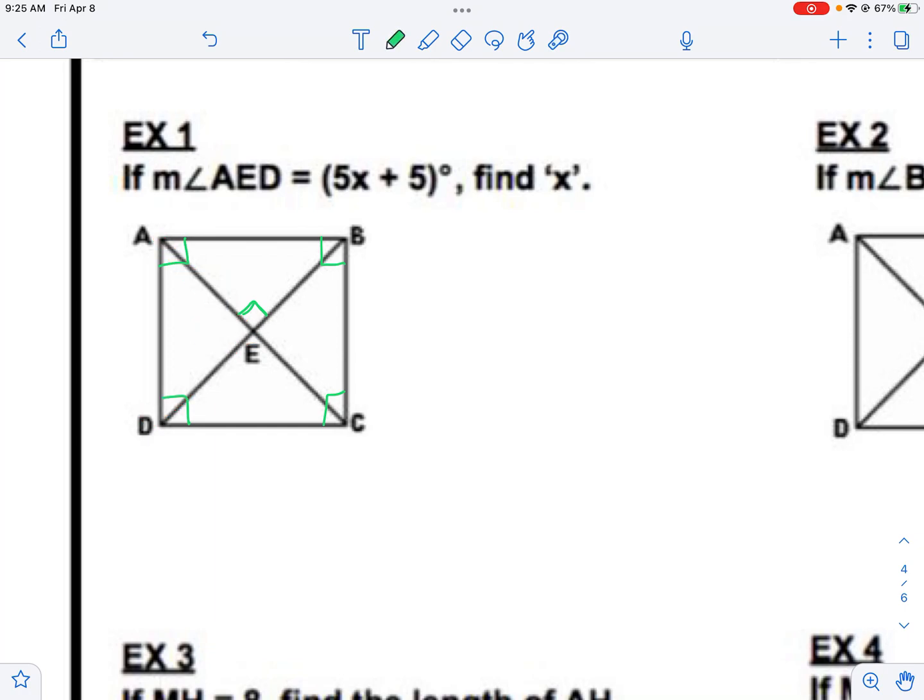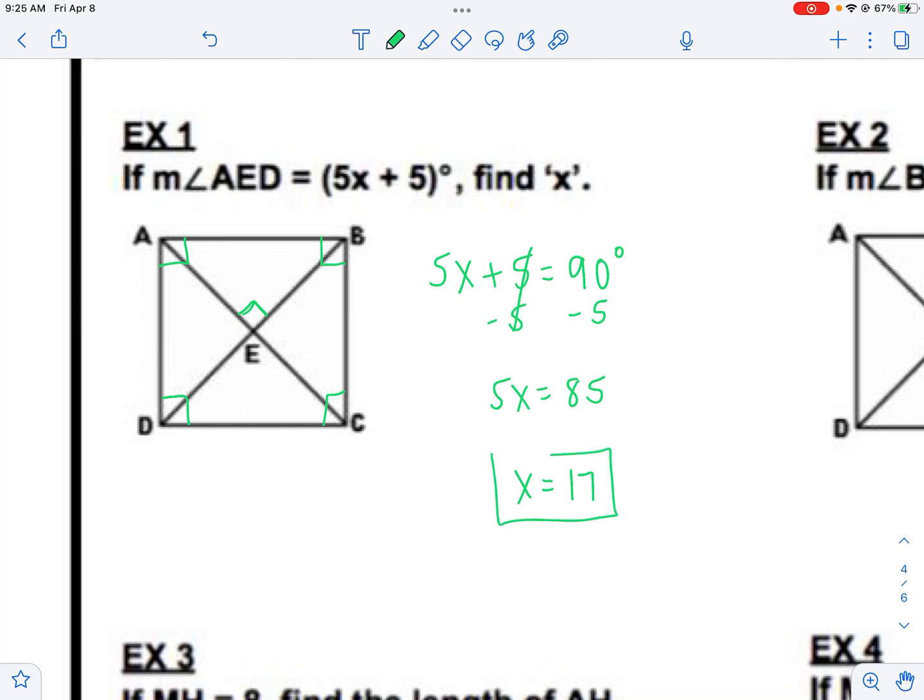So how am I going to solve for x? Well, 5x plus 5 would equal 90 degrees. And now I'm going to solve for x. So subtract 5. So 5x would equal 85. And then divide both sides by 5, x would equal 17, and that's it.